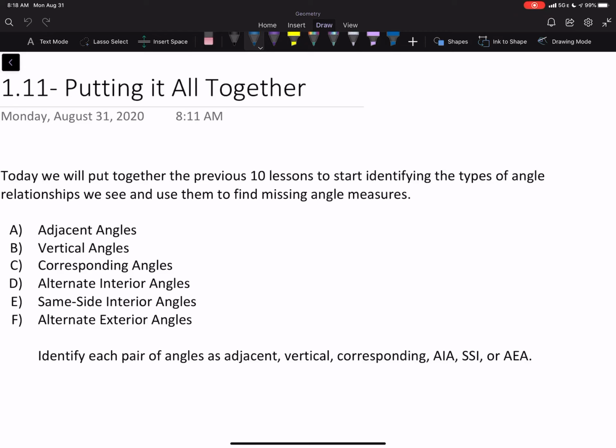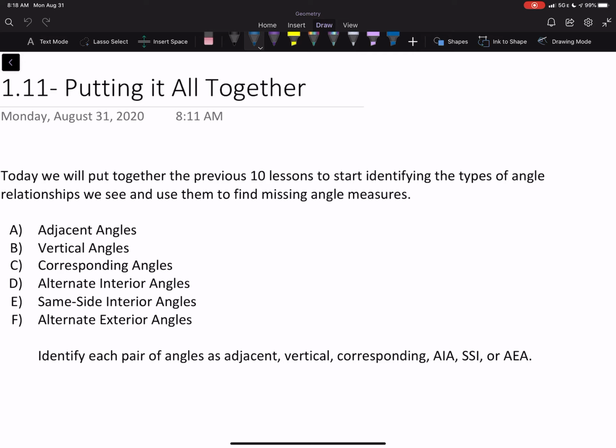All right, today's lesson is Unit 1, Lesson 11, putting it all together. So today we are going to combine all the things that we have learned so far about the different types of angles. Not quite all of them, I guess, but most of them. We're focusing on these 6 angles: adjacent, vertical, corresponding, alternate interior, same side interior, and alternate exterior angles.